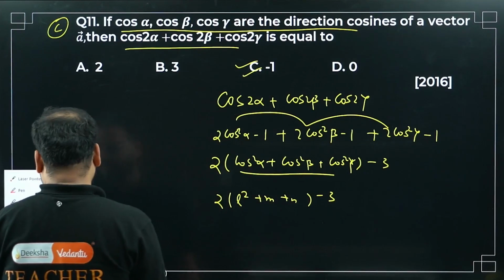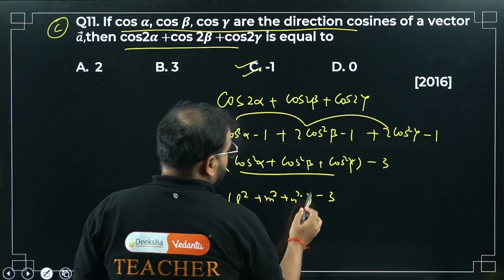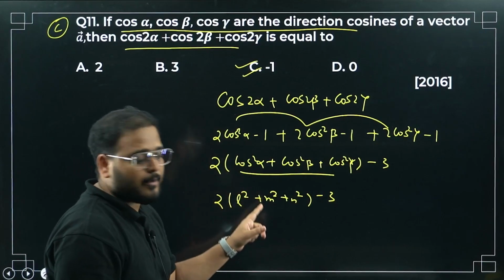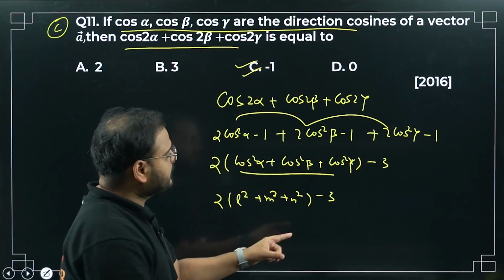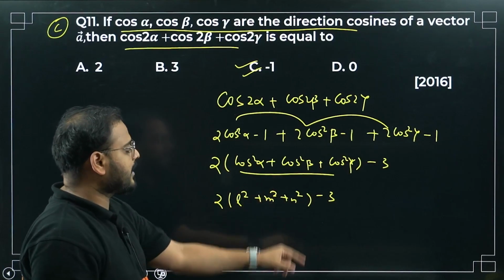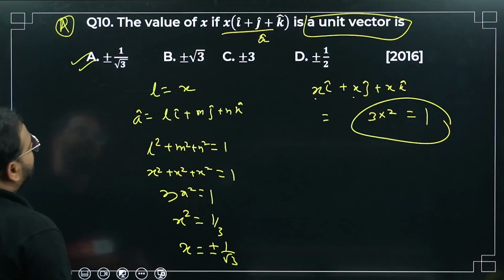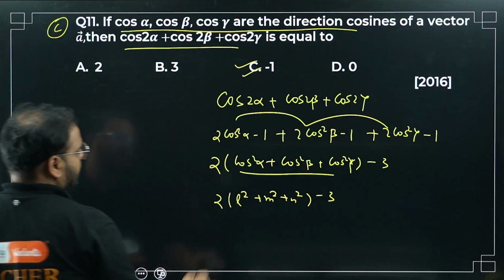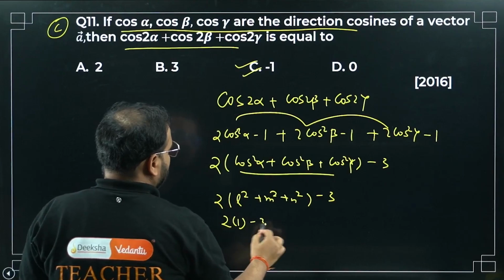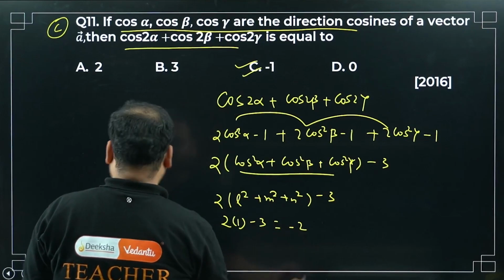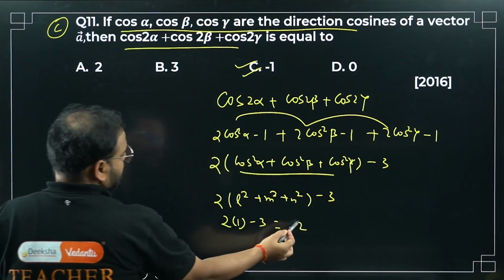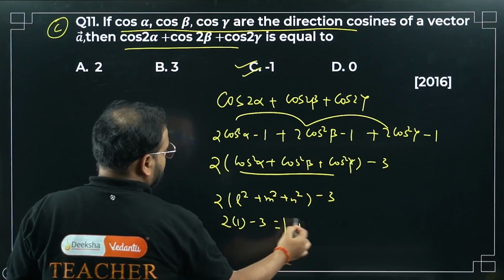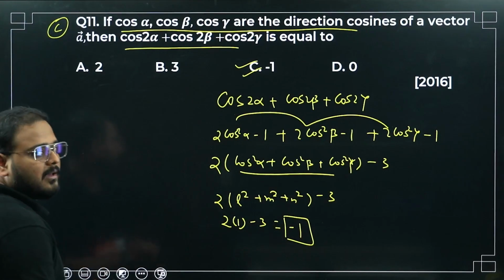Right? L equals to what? If you remember the direction cosines, L was cos alpha, m was cos beta, and n was cos gamma. So L square, m square, n square. And what is this? We just did it over here. Please check. Equals to 1, sir. So put it here. 2 times 1 minus 3. How much is that? Minus 1. 2 minus 3 is minus 1, sir. Option is C.